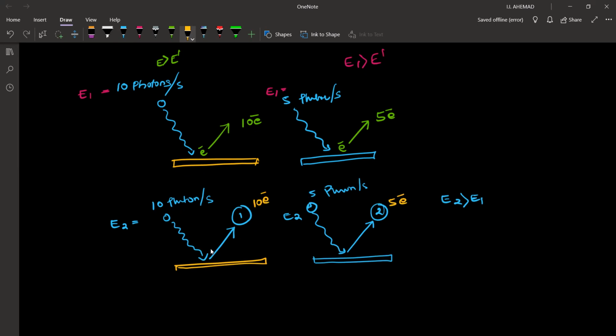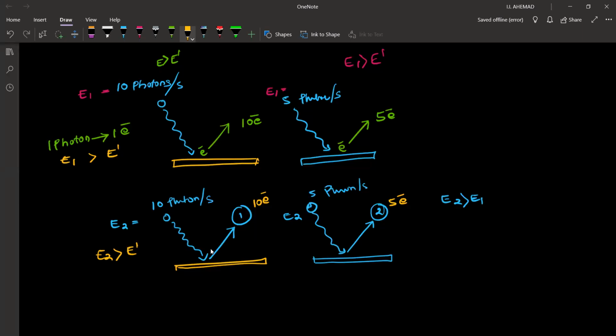So what's the reason? Now, the energy of a single photon can only release 1 electron. Okay, and the condition has to be that the energy of this should be greater than the energy required. And in the second case, again, we have 10 photons per second. So in a second, it can only release 10 electrons because E2 is greater than E dash.